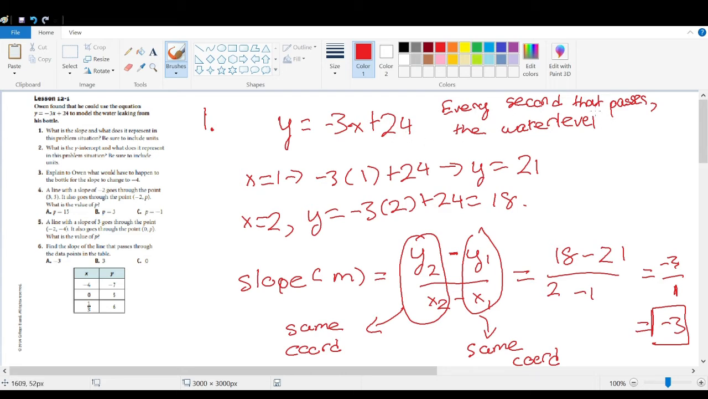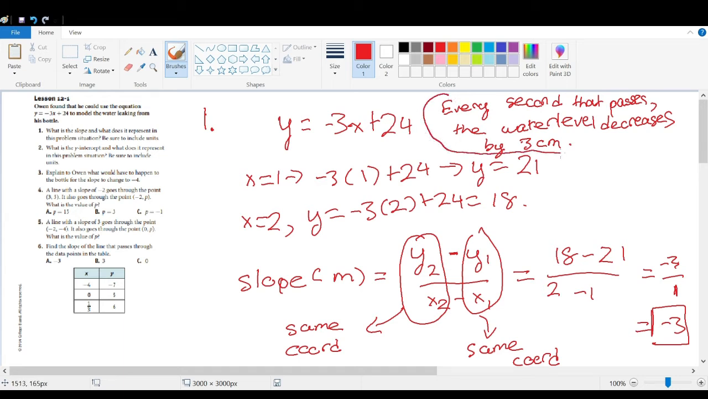And the water level decreases by 3 centimeters. That's the explanation.